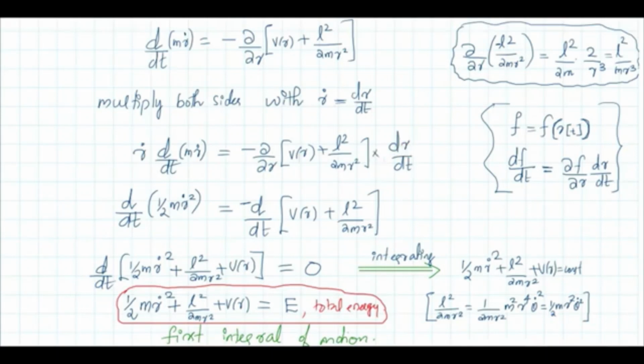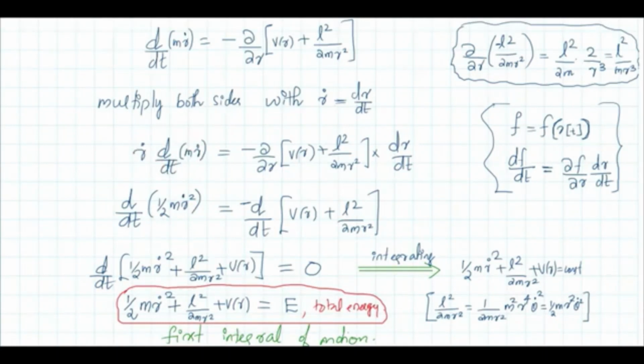Okay, this left hand side is nothing but d by dt of half m r dot square, because half m into r dot square derivative is 2 r dot into dr dot by dt. 2 will cancel and the rest is here. So the left hand side is simply d by dt of half m r dot square.